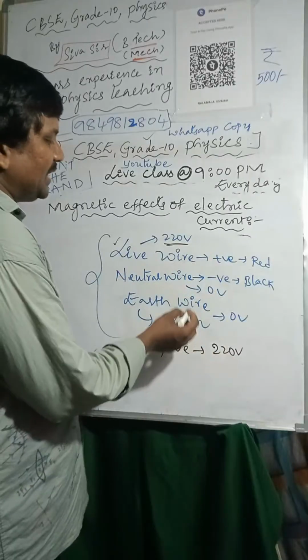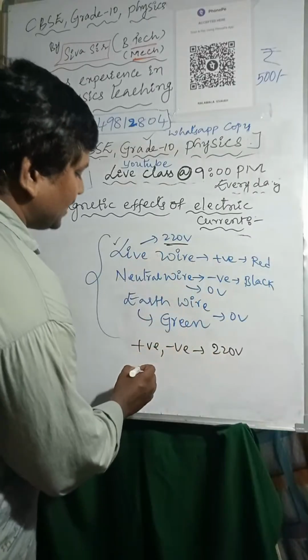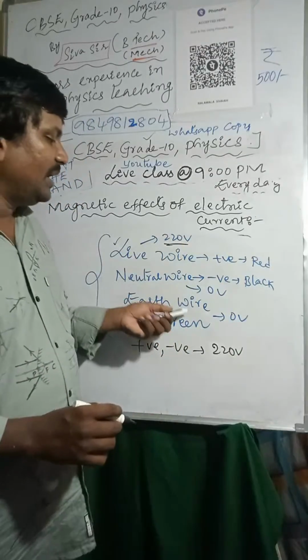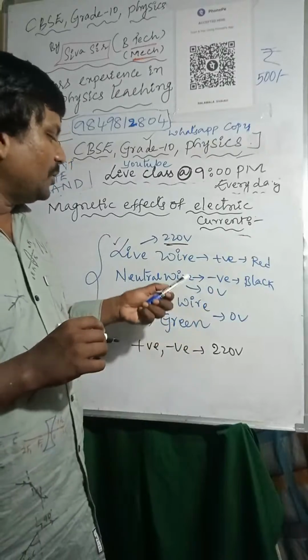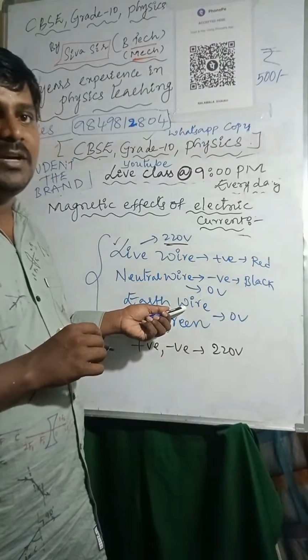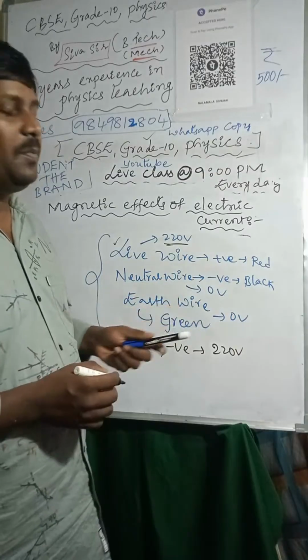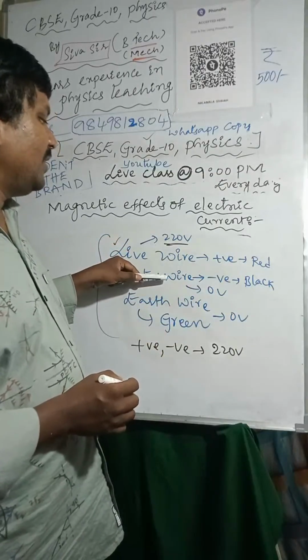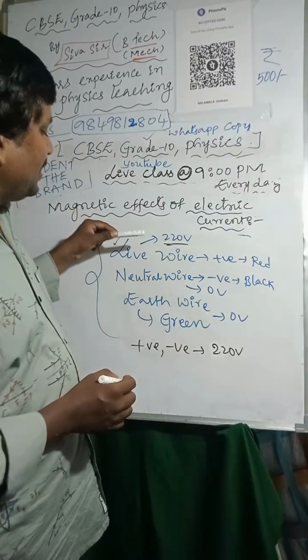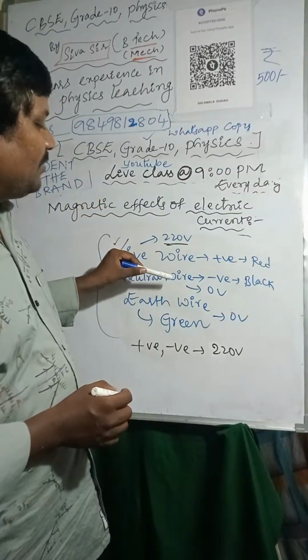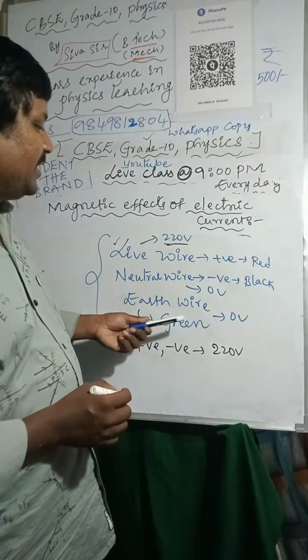And the potential difference between live wire and earth wire is also 220. But the potential difference between neutral wire and earth wire is 0. To recap: the potential difference between live wire and neutral wire is 220, between live wire and earth wire is 220, and between neutral wire and earth wire is 0.